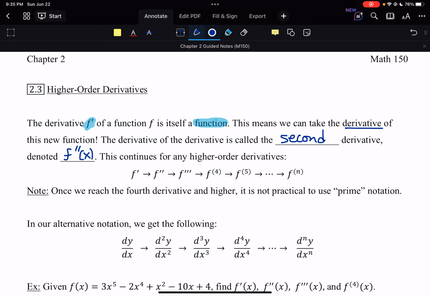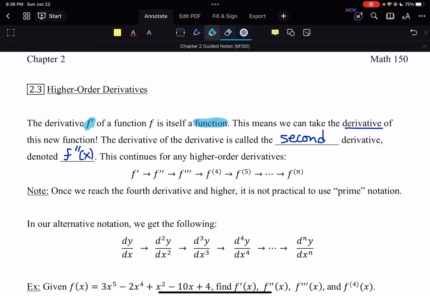If we alternatively use the Leibniz notation, dy dx, we pick up a square on the d and the x. The reason is that if you take the derivative with respect to x of dy dx, this is kind of a shorthand notation, but we have two d's right here. So that's d squared over dx dx. There's two of those. And then if you take the derivative again, you get d cubed y over dx cubed, d to the fourth y over dx to the fourth, etc., all the way down.